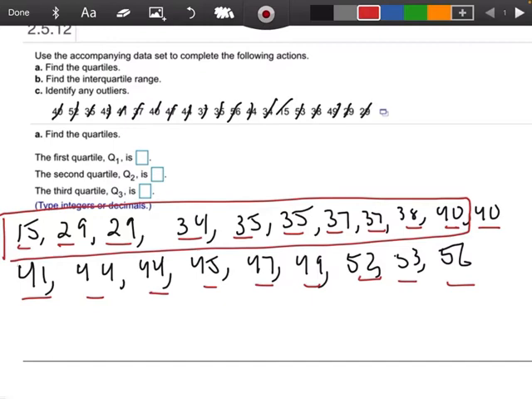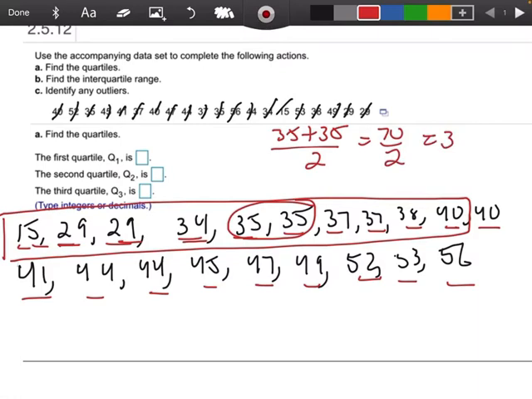Remember, the median is the number in the middle. So I'm going to go 1, 2, 3, 4, 5. The median here would be the average of those two numbers. If I take 35 and add 35 and divide by 2, that's 70 divided by 2. Well, that still ends up being 35, right? So my Q1 here is going to be 35, okay?